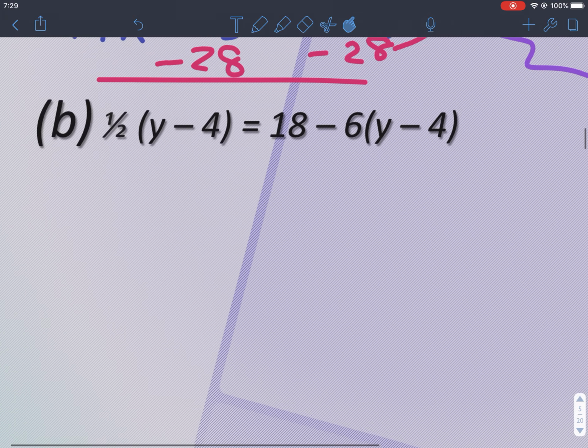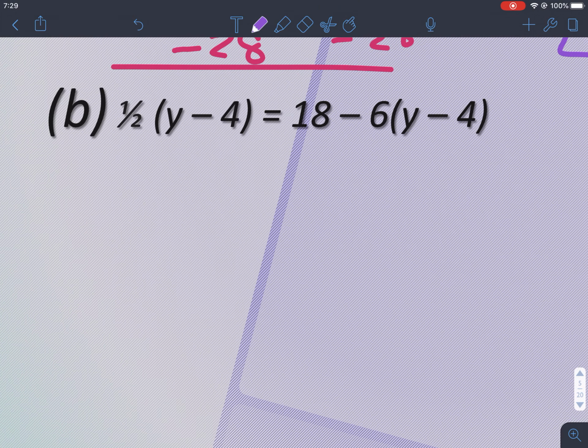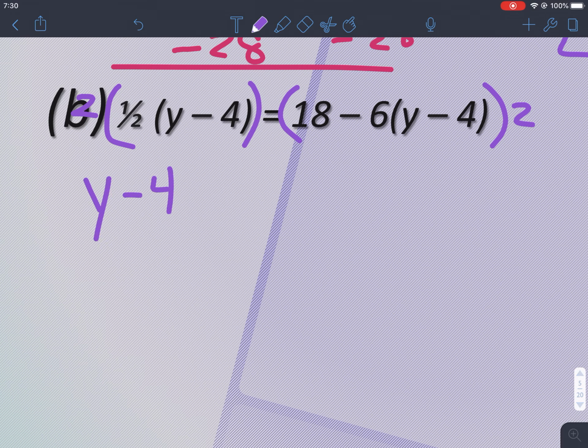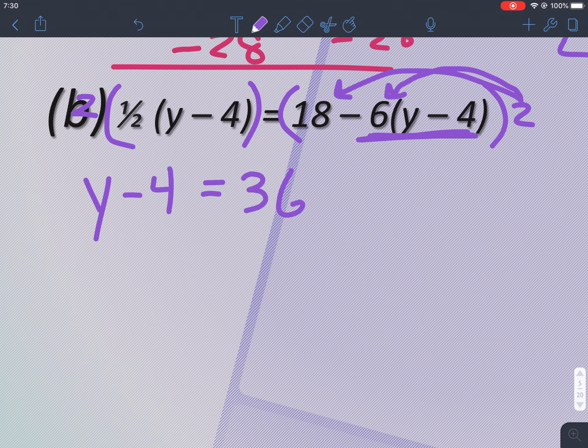Another, 1/2 times the quantity of y minus 4 equals 18 minus 6 times the quantity of y minus 4. Let's try the same thing here. Why don't we get rid of the fraction? Now I could distribute the 1/2, but instead I'm going to multiply everything by 2. So 2 times 1/2 is just 1, and this becomes y minus 4. 18 times 2 is 36. And it's important to note that this gets distributed only to the 6, because that's a single term right there.